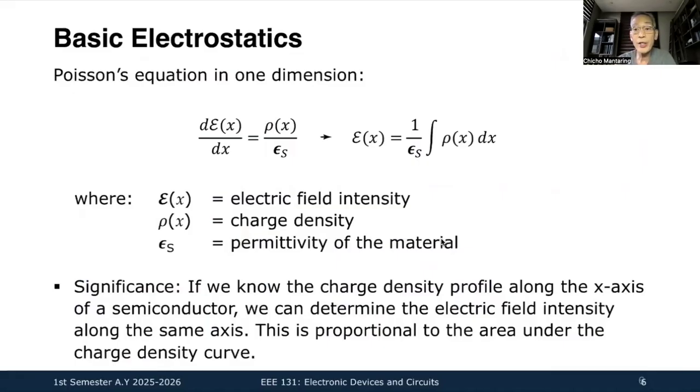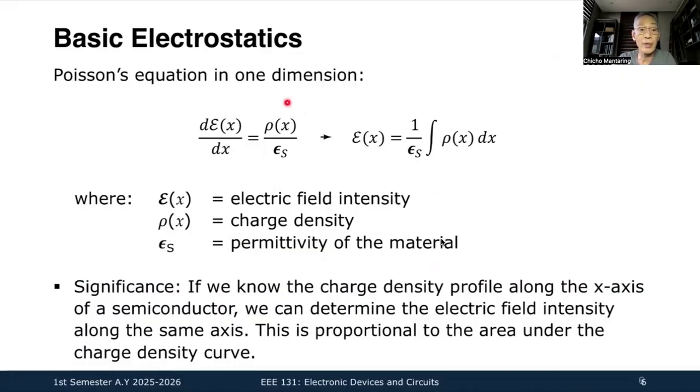This is an equation that you will learn, or you might have already learned in EEE 135 in your electromagnetics course. This is Poisson's equation in one dimension. What does Poisson's equation in one dimension say? The derivative of your electric field intensity with respect to x, one dimensional, is equal to the charge density divided by the permittivity of the material.